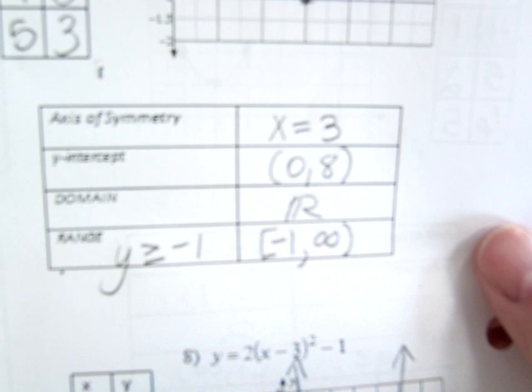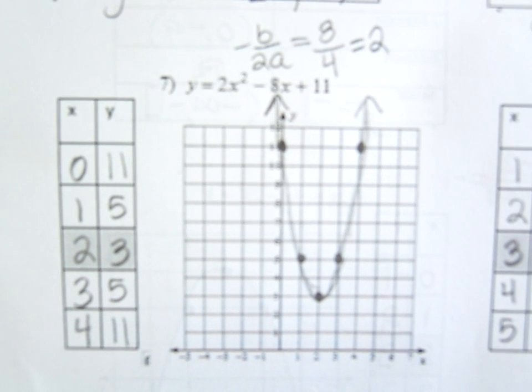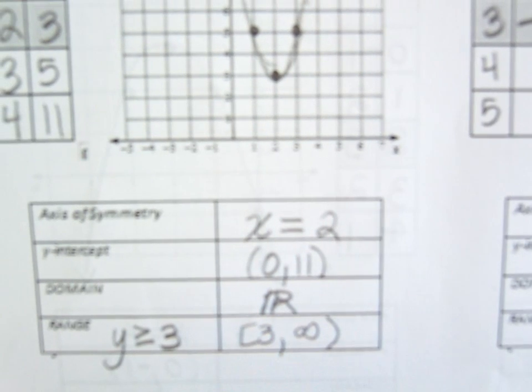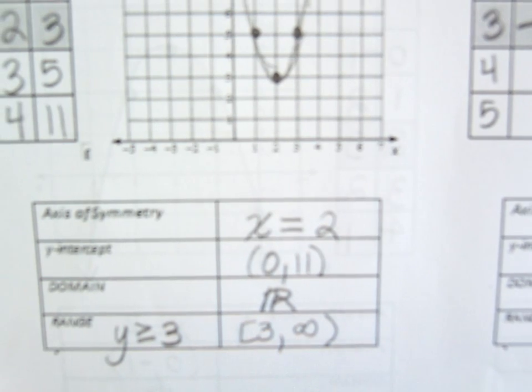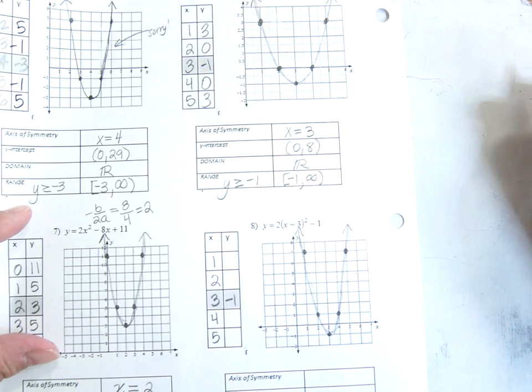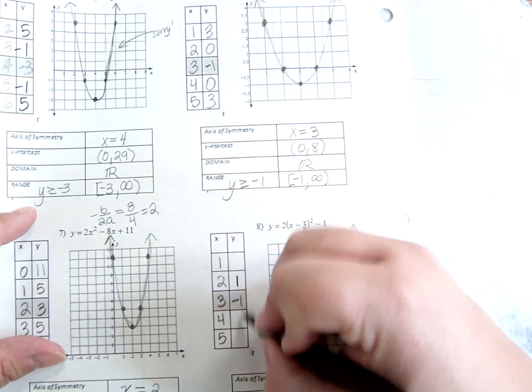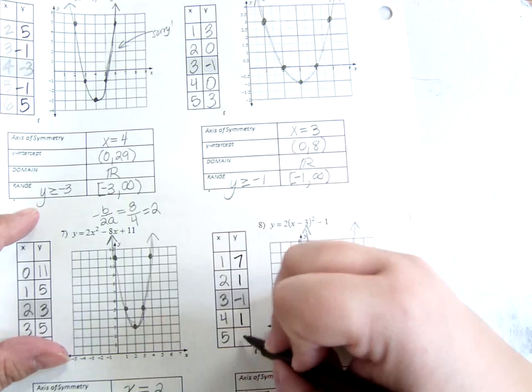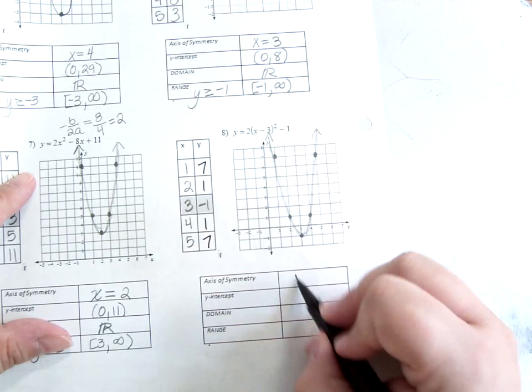Number 7, here we go. Remember, you could touch pause at any time to see something more clearly. Number 8, I did not finish. We've got (3, -1) for the vertex, and then let's see, (2, 1), and (4, 1), and (1, 7), and (5, 7). The axis of symmetry is x equals 3.